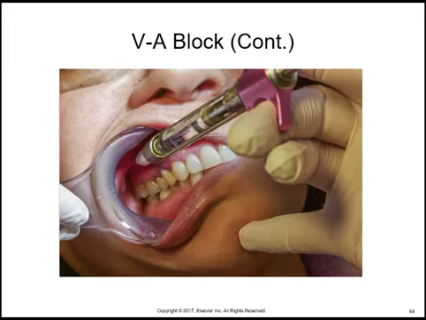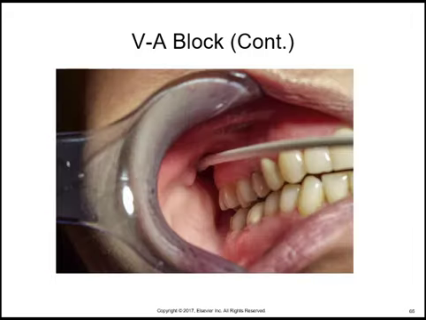This shows the clinician position for both right and left sides: 8 o'clock for the right-handed clinician, 4 o'clock for the left-handed clinician, resting the pinky of the non-dominant hand on the patient's chin. And this just shows the injection site for the VA block.